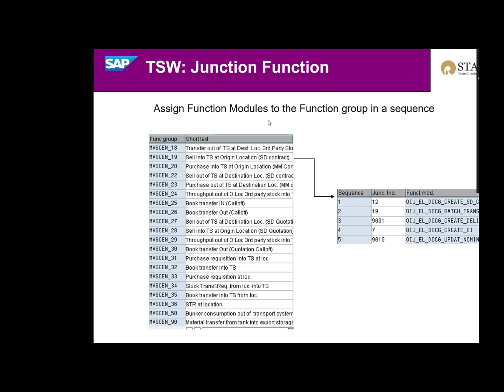Assign function modules to the function group in sequence. So this is the function group, let us say 18: Transfer out of transport system at destination location, third party storage location. These are in this sequence. These are all the programs. See, this function module means programs.